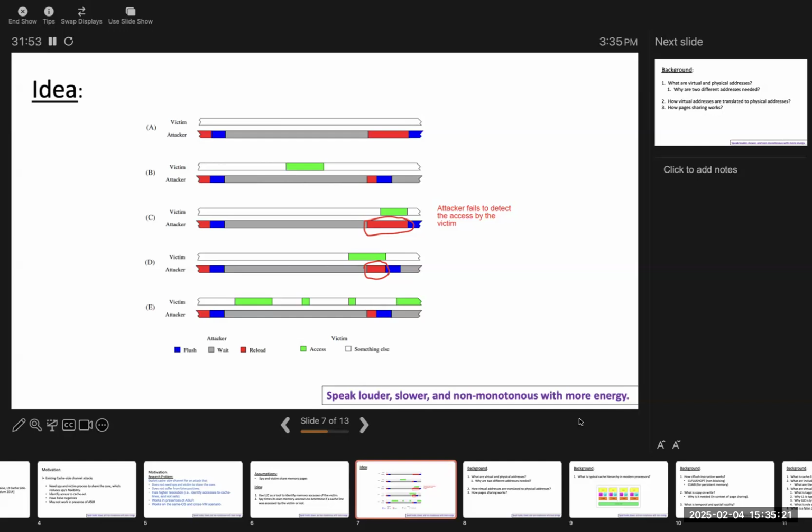Now, just assume that process B is the victim and process A is the spy. And this library is not the square root library, it is an RSA encryption and decryption algorithm.